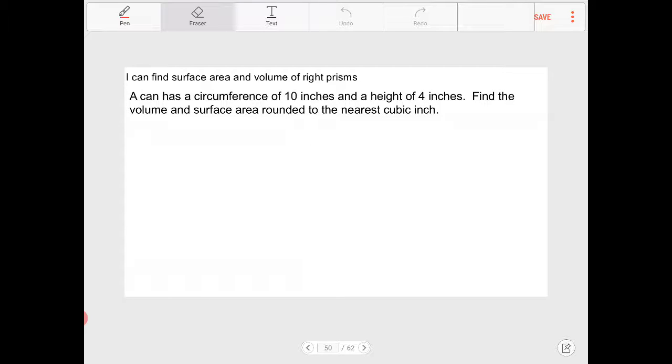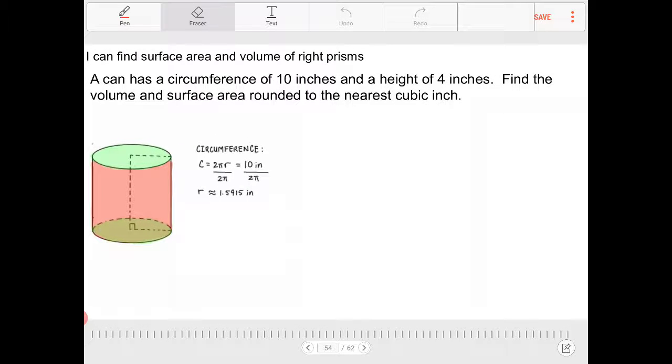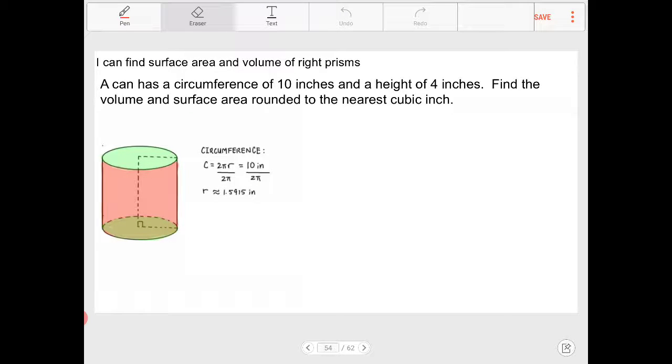A can has a circumference of 10 inches and a height of 4 inches. Find the volume and surface area rounded to the nearest cubic inch. Pause the video to see if you can figure this out. So since the circumference is 10, I immediately know I can find out what the radius is, because I know that 2 pi r is equal to 10. So therefore, r will equal approximately 1.5915. If I know the radius, I can then find out what the volume is. I can find out what the surface area is. I can do anything, okay?